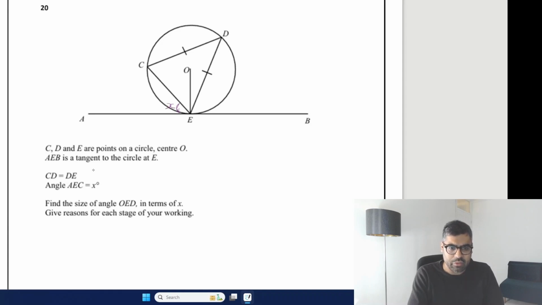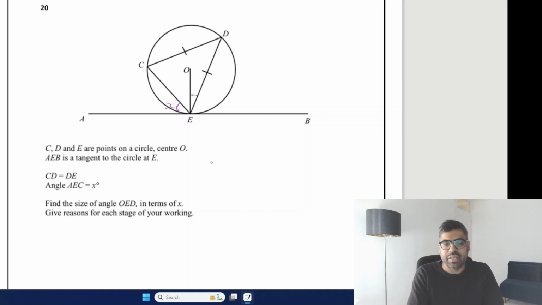What else can we see going on? We can see the line here, and there's a couple of theorems I can see straight away. The angle we need to find is angle OED, which is this angle here. We're given it in terms of x, we're not given any numbers. We need to give reasons for each stage of your working.